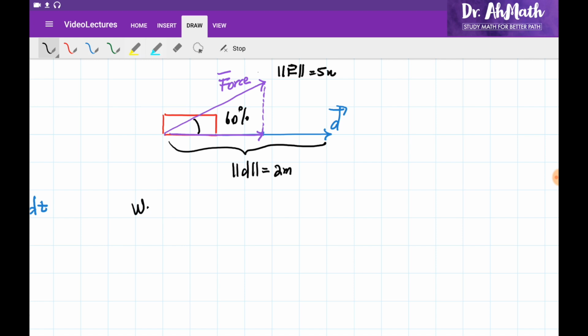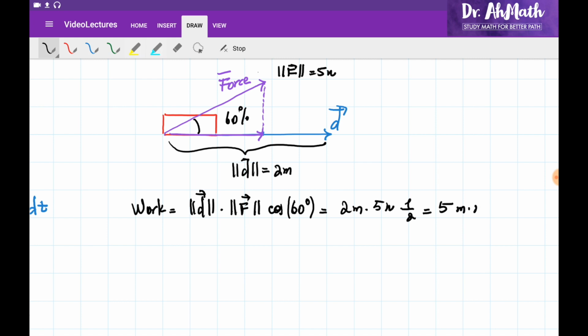And the work which we have to do is the magnitude of this vector d multiplied by the projection of this force vector onto this vector d. So I can find the length of the projection by multiplying the length of the vector F by the cosine of the angle between them, which is cosine of 60 degrees. So if I substitute everything here, I would get 10 meters multiplied by 5 newtons multiplied by the cosine of 60 degrees, which is 1 over 2, and I would get 25 meters multiplied by newtons, which is joules.